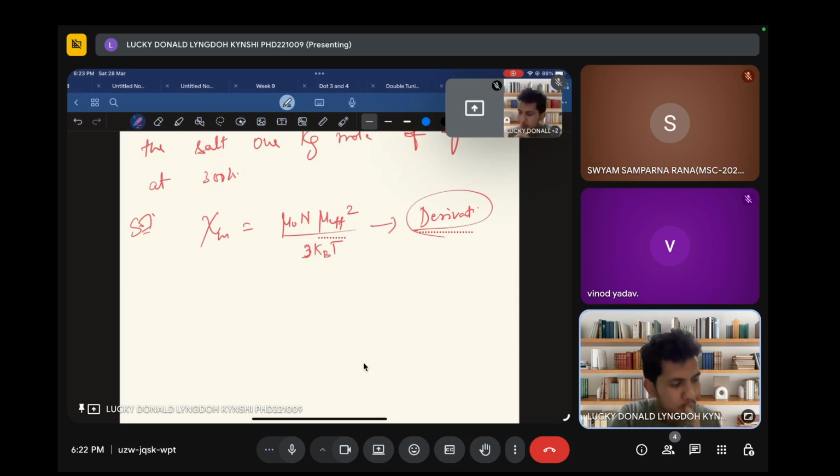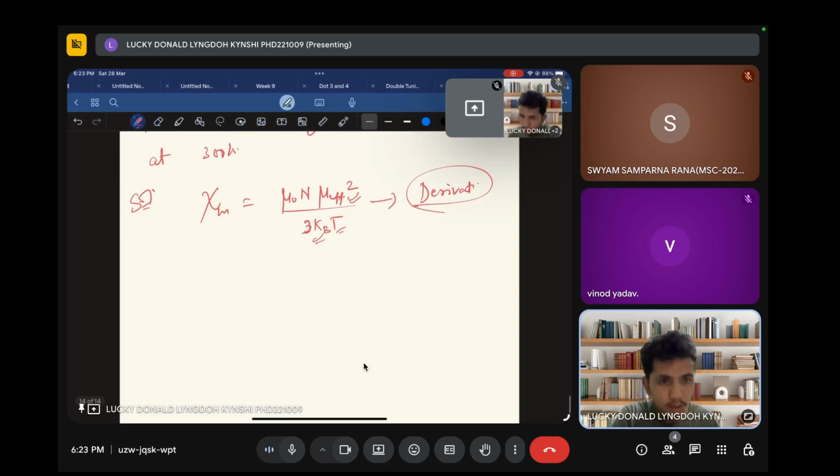Now from here, what do we need to find out? We need to find out what is your mu effective. k_B, you know, your temperature is already given to you at 300 Kelvin, and you have to find out what is your mu effective, which is the magnetic moment.